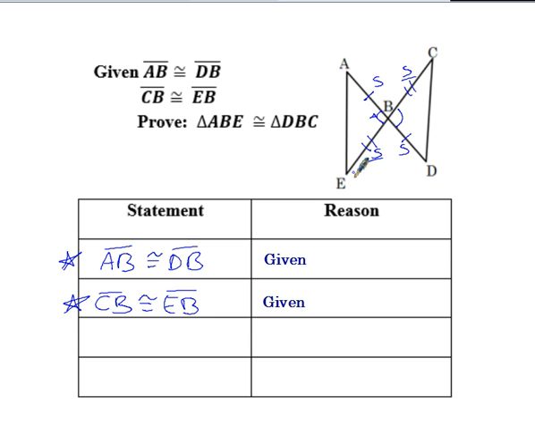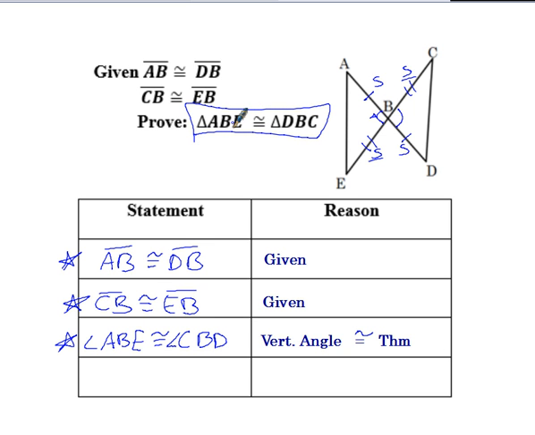So now to finish this thing off, we're going to say that angle ABE is congruent to angle CBD. That's my third congruency, and that's the vertical angle congruence theorem. So again, ABE, CBD. And remember, this will always be your last step. So triangle ABE is congruent to triangle DBC. And what did we use to solve that? We used side angle side congruency, the old SAS.